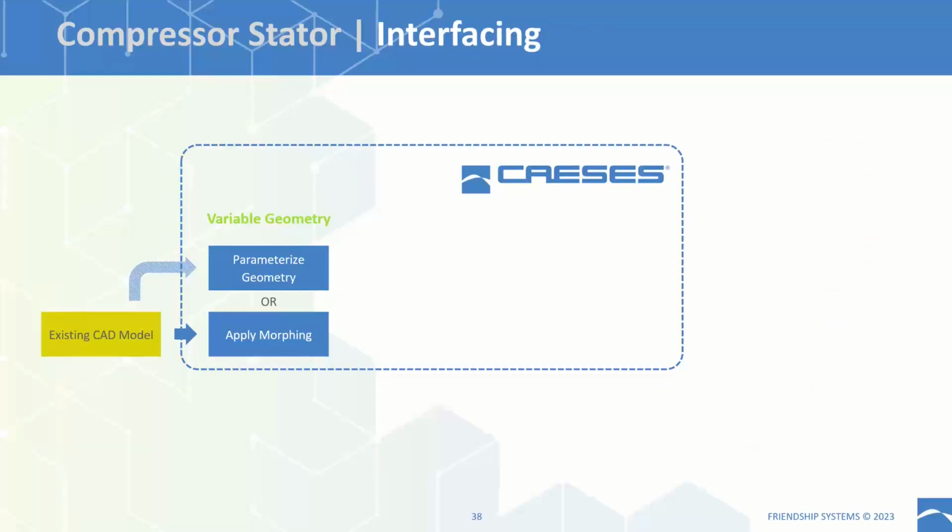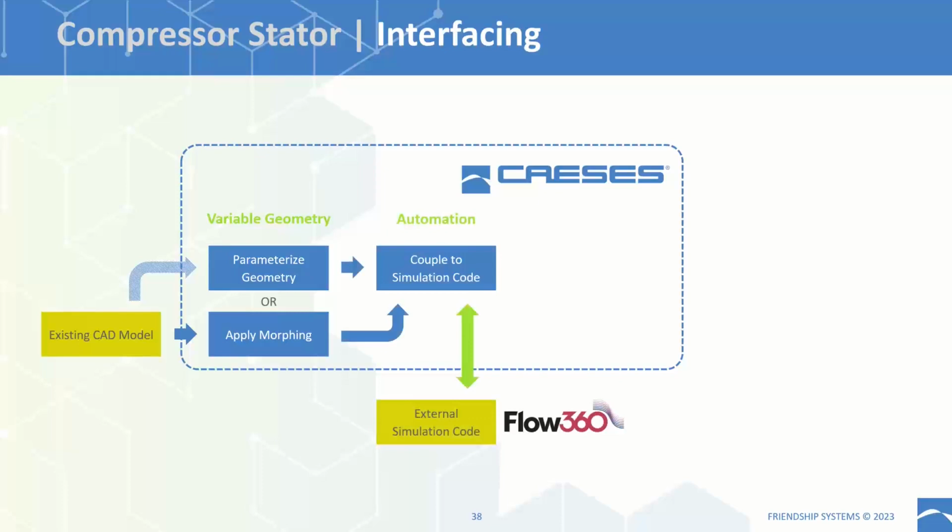All right, so this was the first step in our workflow, where we created a variable geometry model. And now the next step is to couple CAESES to our flow solver, the external simulation code, which in this case is Flow360, so that we can supply all the geometry variants for simulation and get the simulation results for each of these variants back into CAESES.